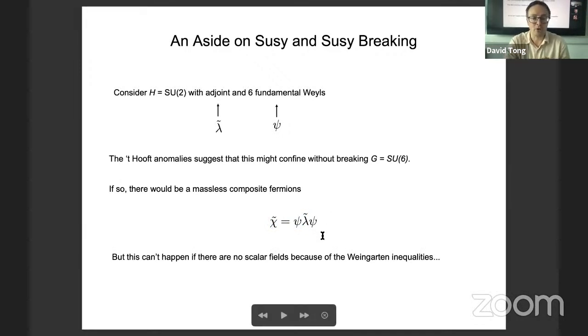So is it possible that this theory still confines without breaking chiral symmetry? And the answer is no. And the answer is no because of these beautiful results due to Weingarten from the 1980s. They're called Weingarten inequalities. I'll tell you briefly on the next slide what they are. They're spectacularly powerful and simple ways to get some information about certain strong coupling gauge theories.